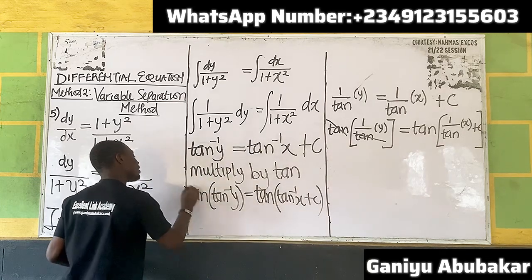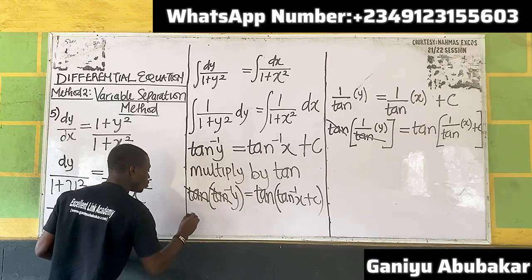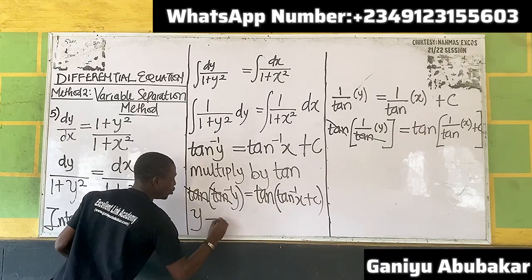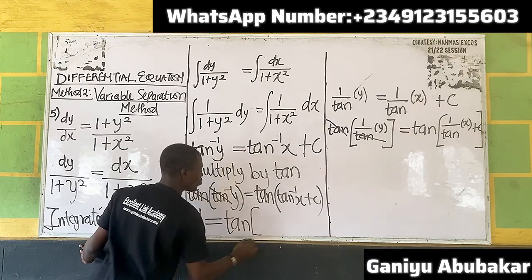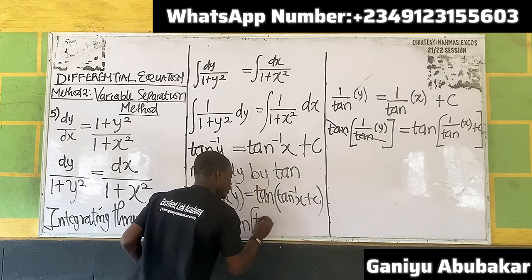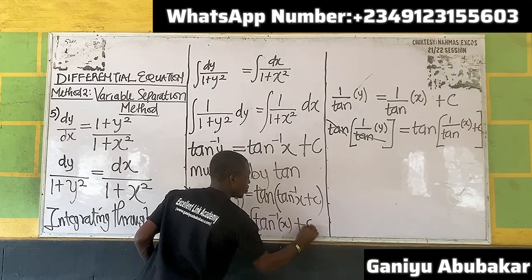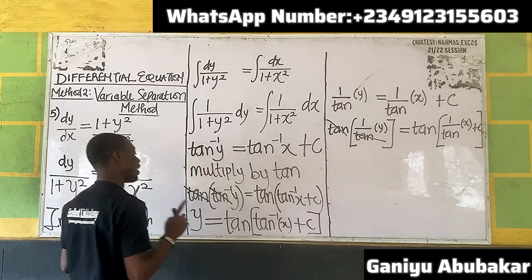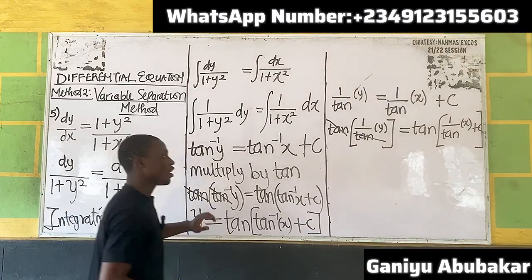From here, tan will cancel tan inverse as explained here. So I'll have y alone. Y now is equal to tan into tan inverse of x plus c. This is my answer to this particular question.